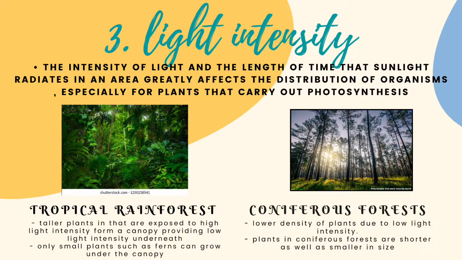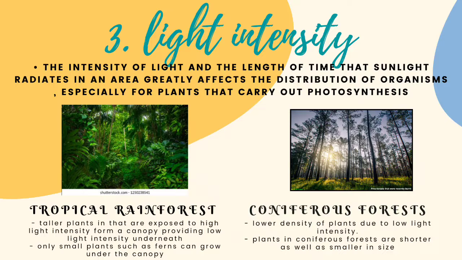Next factor is light intensity. The intensity of light and the length of time that sunlight radiates in an area greatly affects the distribution of organisms, especially plants that carry out photosynthesis. In tropical rainforests, taller plants that are exposed to high light intensity form a canopy, providing low light intensity underneath. Only small plants such as ferns can grow under the canopy.